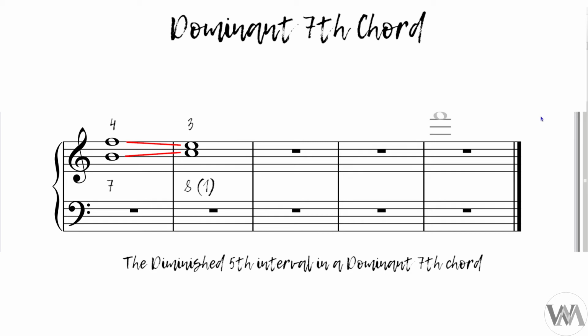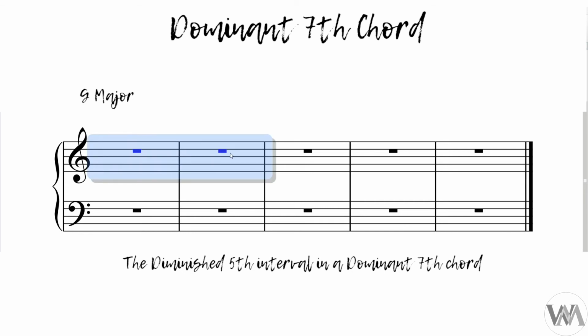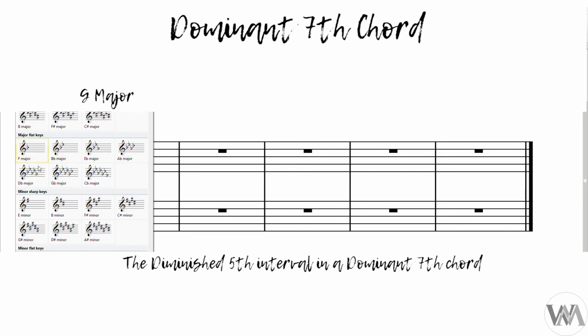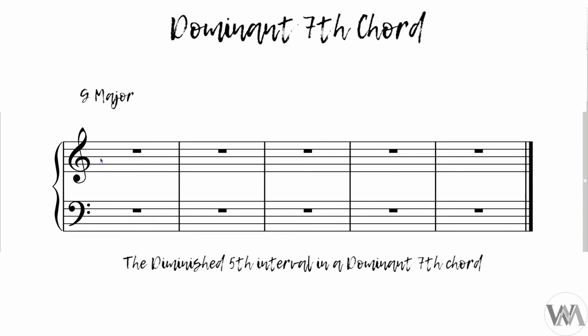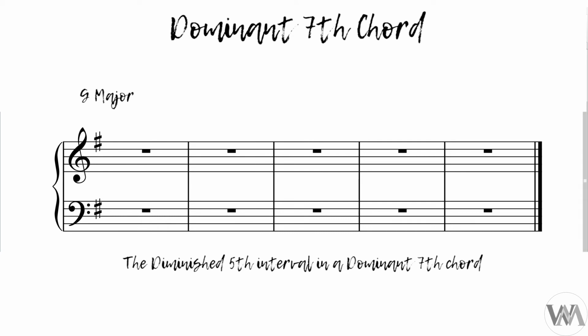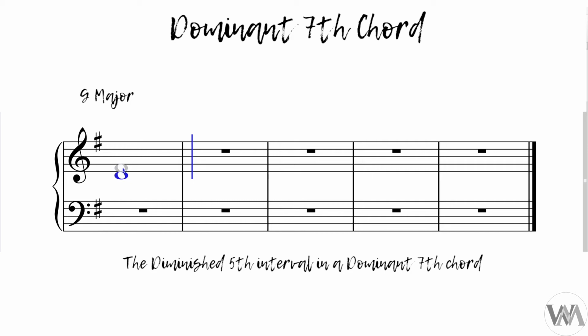Let's check out G major. So we know that G major is going to have a key signature. Our key signature for G major will be F sharp. And the dominant triad of G major will start on the fifth, so it's going to be D, followed by F sharp and A. So there is our dominant.